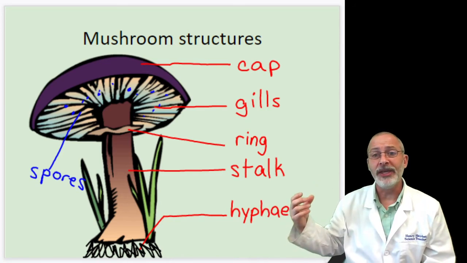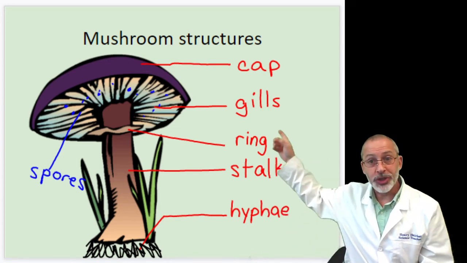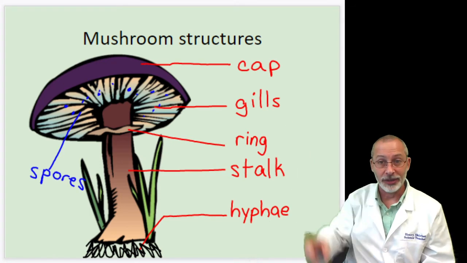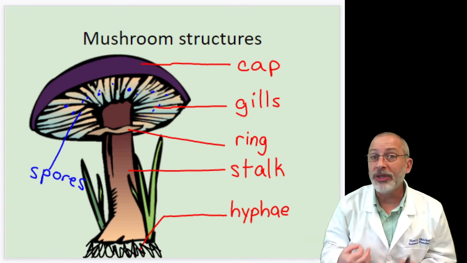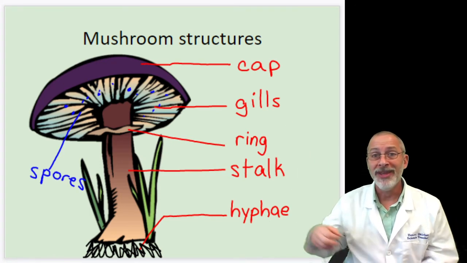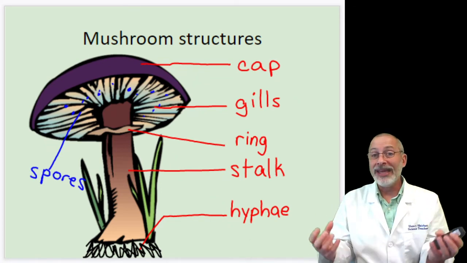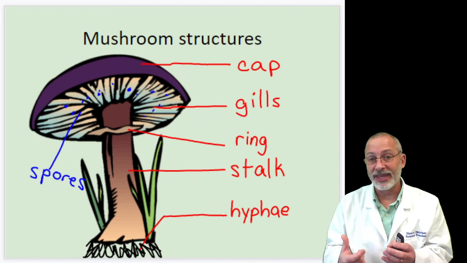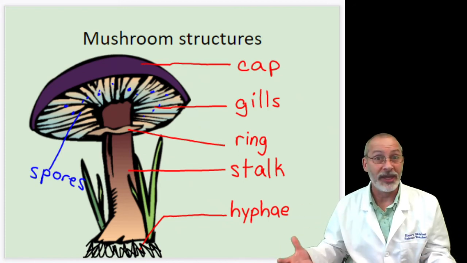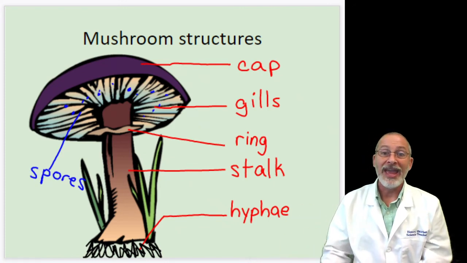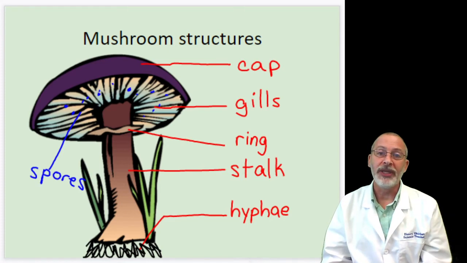And when the spores, which are found in the gills, are ready to be released by the mushroom, then the cap opens up. The ring is the remnant of the cap when the cap opens like an umbrella. And then the spores are released from the gills.